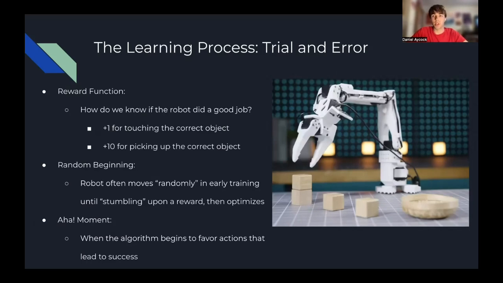So eventually, using this reward function, the robot will start out with a sort of random beginning. It looks very random. It's exploring the entire space of options it has, and then it will eventually stumble upon a reward, like touching the correct object, and then it will be able to optimize for that reward and then further rewards until it finally learns. So that's what you'd call the aha moment. Eventually, the algorithm begins to favor actions that lead to success. In this case, the robot figures out what actions give it more points, and so it can pick and place the correct object in the correct bin after a lot of training.